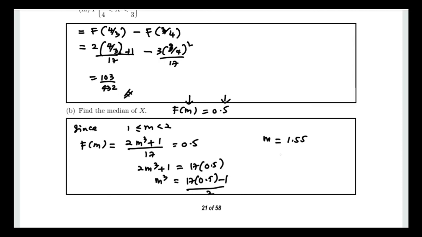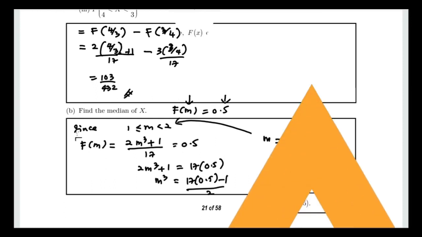Since this is the only solution for m, just to make sure it is in the correct interval, check whether it is within the correct range. Since it is in the correct interval, that's the final answer. So the median here is 1.55.